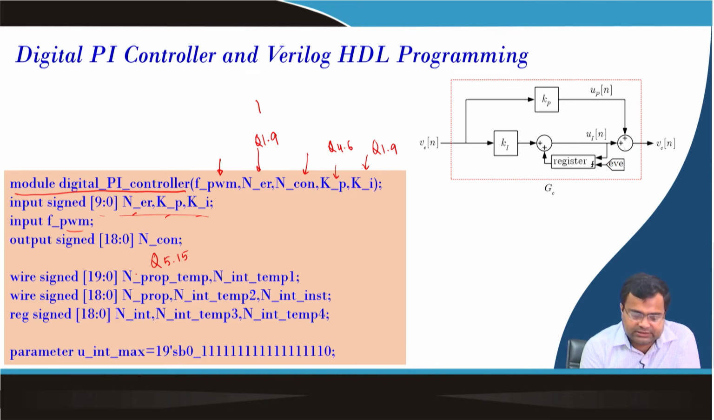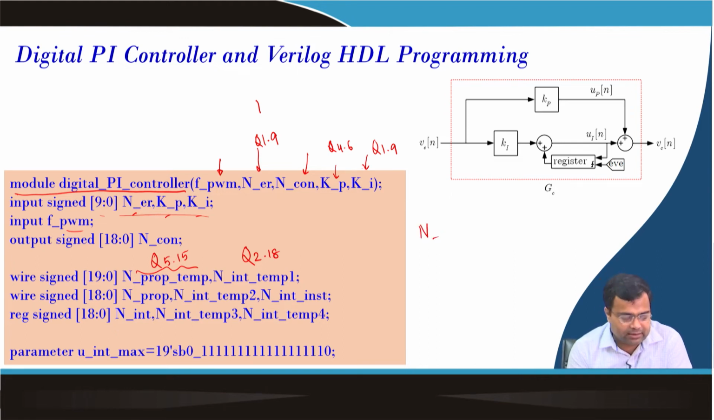Integral, so this is the proportional case. Integral, it is Q2.18. Why is it coming? Because what is n, we will discuss this, and then after resizing this will be Q4.15, and we will discuss this Q1.18.